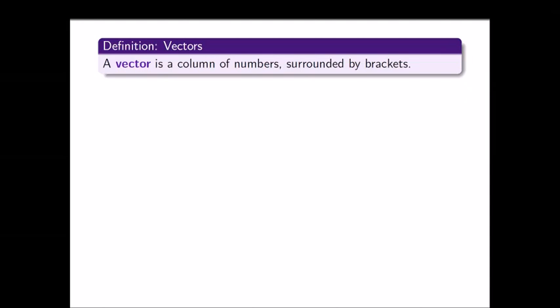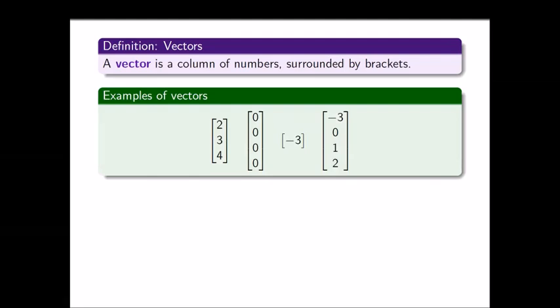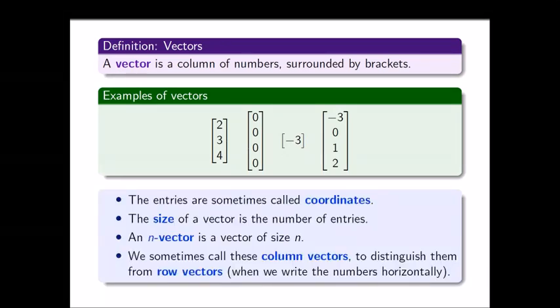So a vector is a column of numbers surrounded by brackets. For example, the vector 2, 3, 4, we have a vector 0, 0, 0, 0. We have a vector of length 1, which is just this minus 3, and so on. So here are some of the things that you need to know.